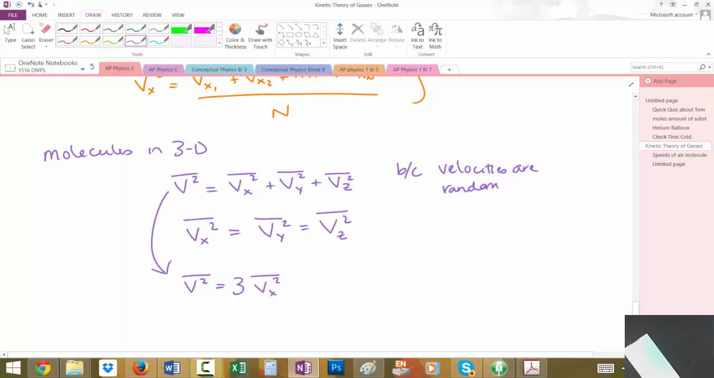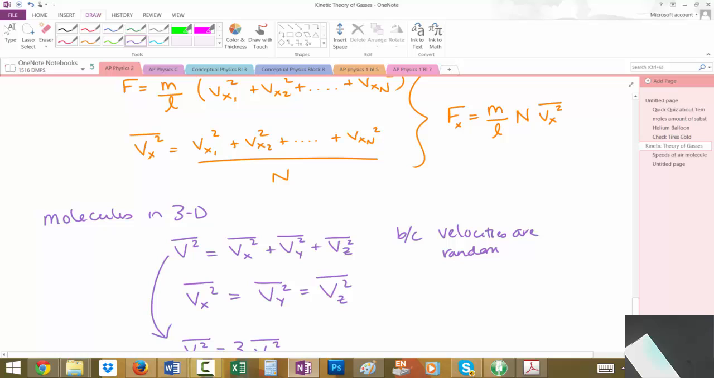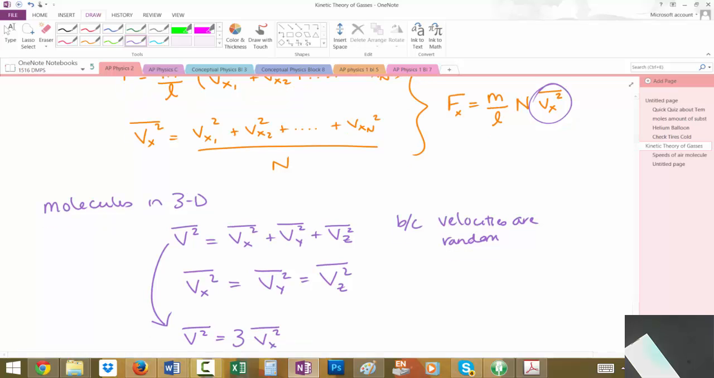Point taken, point taken. And now, I'm going to do one more step. The reason that I'm doing this is because I have this Vx squared, but I want to put it in terms of the actual velocity, the total velocity. So I'm going to move the 3 to the other side and say that Vx squared could also be written as the total average velocity squared of the particle divided by 3. Life is okay?